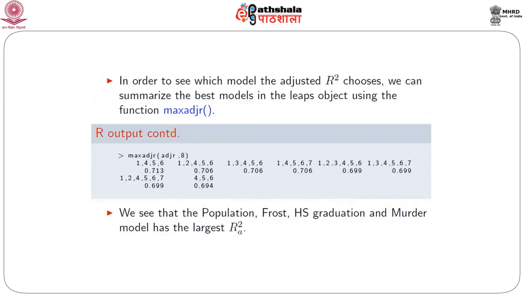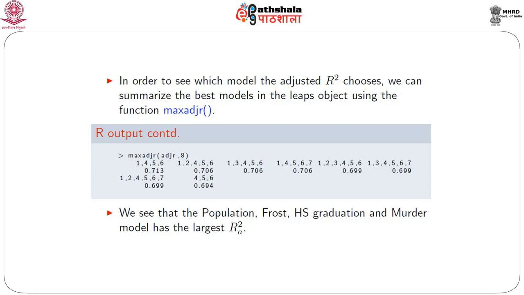Now, let us see which model the adjusted R square criteria selects. If we use the leaps function again, the default criteria is Mallow's CP criteria. However, we can mention method equals adjr2 and that will use adjusted R square as the criteria for selecting the models. After we use the leaps function with method equals adjr2, we can obtain all the adjusted R squares for all possible 55 models. Now, in order to see which model the adjusted R square chooses, we can summarize the best models in the leaps object using the function maxadjr.